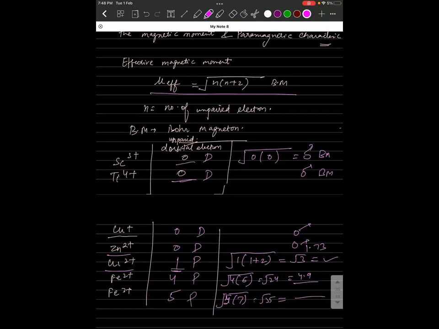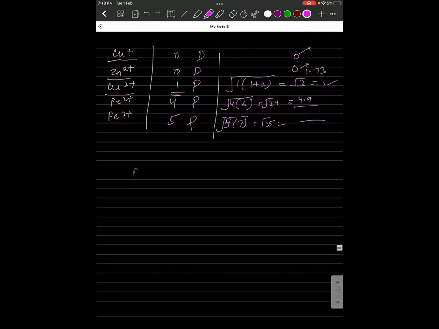The type of question that you will get from this topic is that you will be given ions, and asked to calculate the effective magnetic moment for all these three and arrange their values in a certain trend, like increasing or decreasing order. Got it? Yes. Okay. So this is one type of question that you can get from here. Now the next topic.